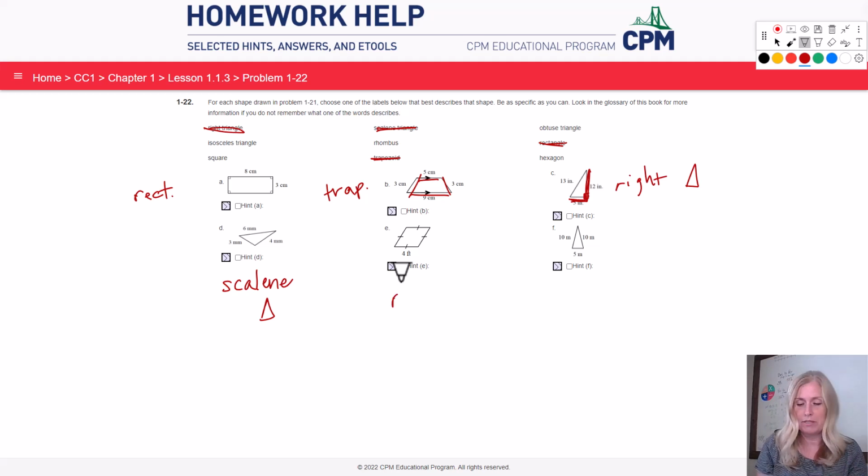It's actually a rhombus. That's the difference between a square and a rhombus. Actually, every square is a rhombus, but not every rhombus is a square because some rhombuses don't have 90-degree angles.